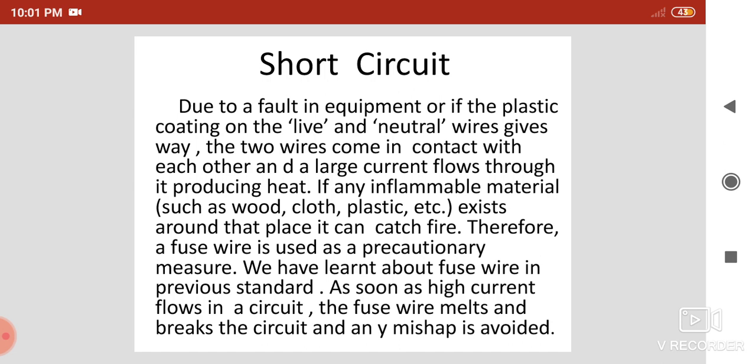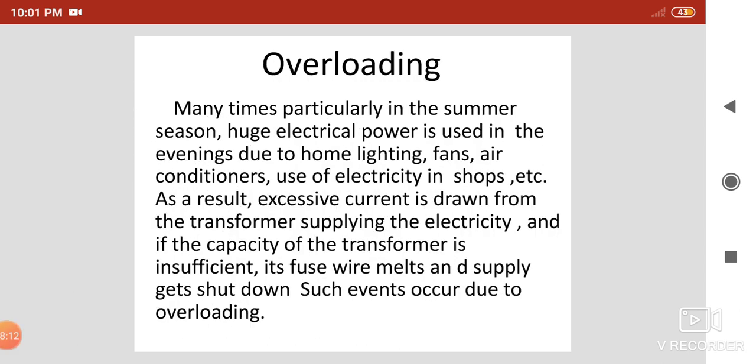So in this case a large amount of heat is produced, and the temperature of the components involved becomes very high, and hence the circuit catches fire. That is called short circuiting. Now let us start overloading.